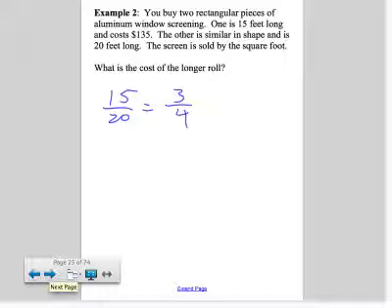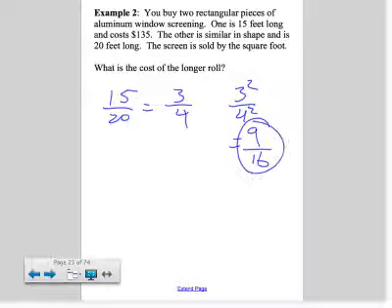Now the trick here is that they tell you that the screen is sold by the square foot. So that tells me that they're charging me based on the area. So I can't use this ratio to set up a proportion. I have to use my area ratio. If the ratio of the sides is 3 to 4, then the ratio of the areas is 3 squared to 4 squared, which is 9 over 16. So that's the ratio I have to use.